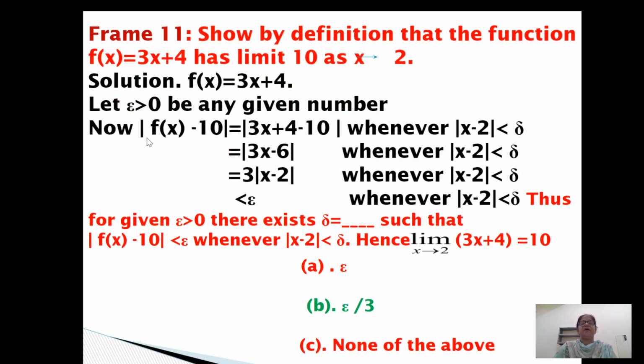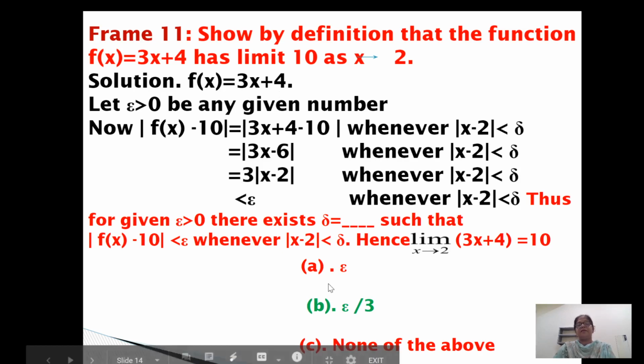So what you have to do. Now f of x is 3x plus 4. Put that value here and solve it. You will see earlier you have seen it was twice and here it is thrice. It means what is the relationship? Delta is equal to epsilon by 3. Now do it yourself, use your paper and pen and solve each and every concept, every step.